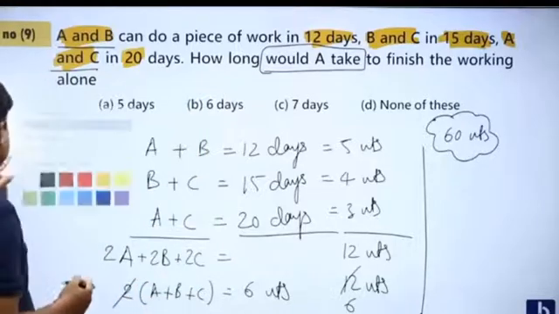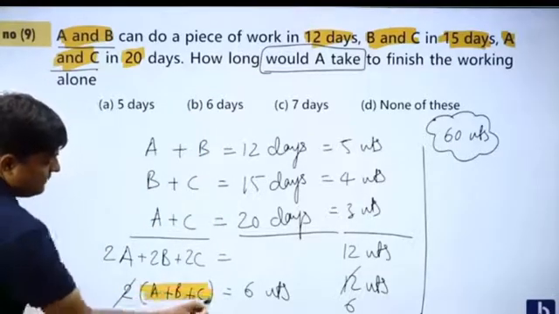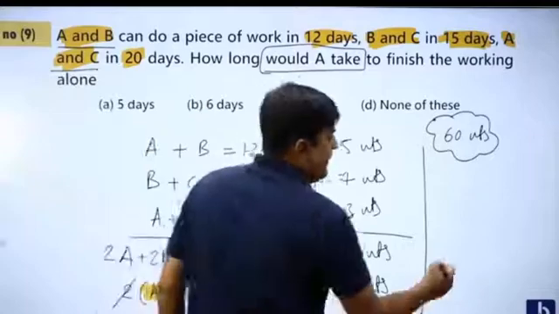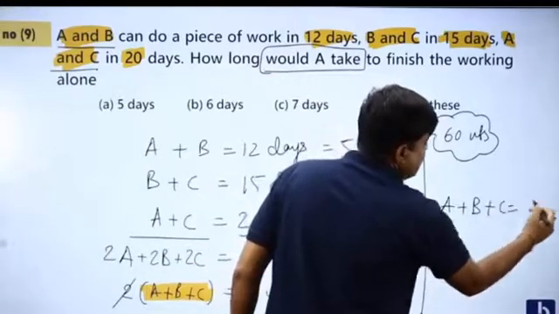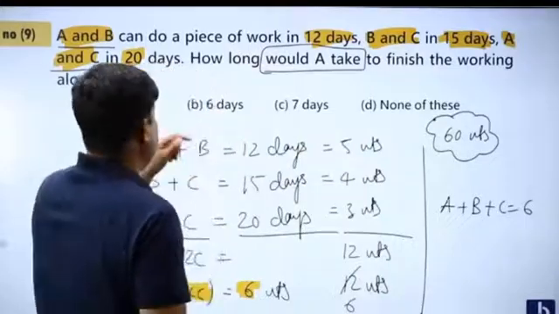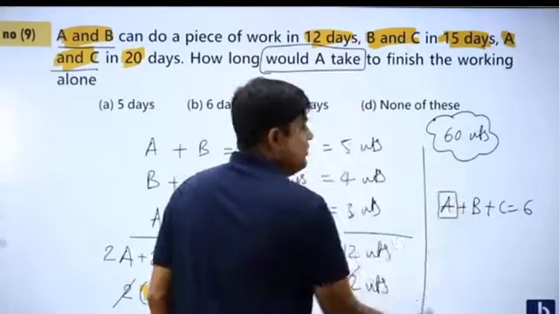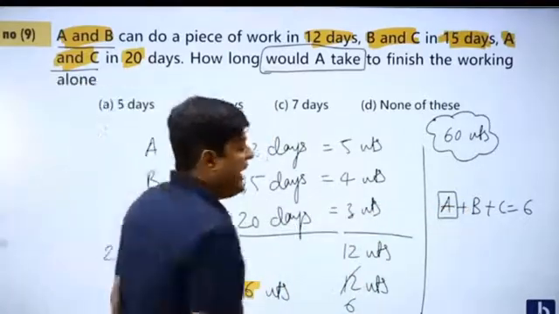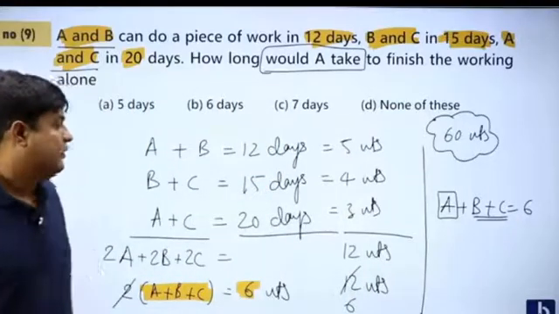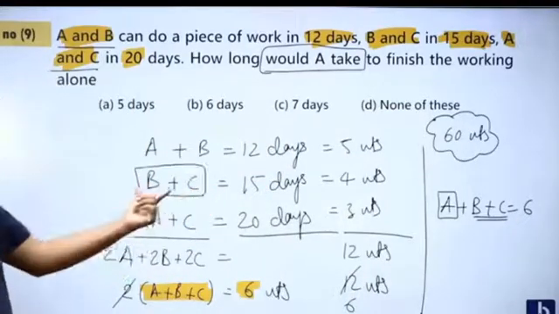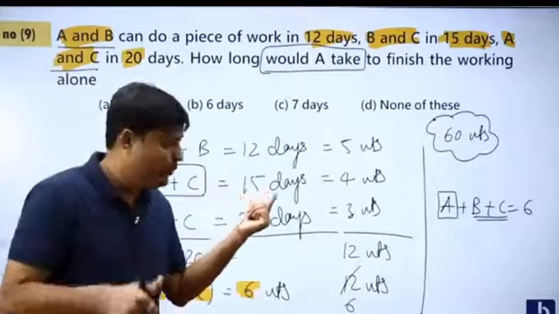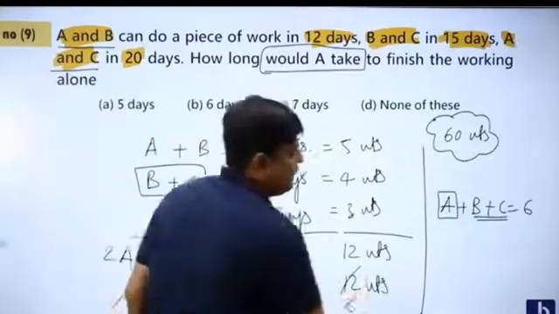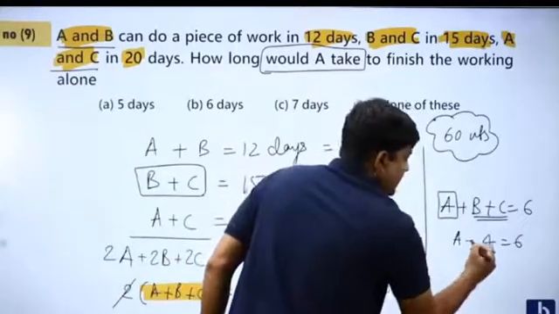Once you get A plus B plus C, that is 6 units. In that, we want the value of A. If you want A's value, then you have to remove the B and C values. Have we been given the B and C values? Yes, we have. Not days, always substitute work. So the B plus C value is 4, so I'm putting 4. A plus 4 is equal to 6, so A is equal to 2.